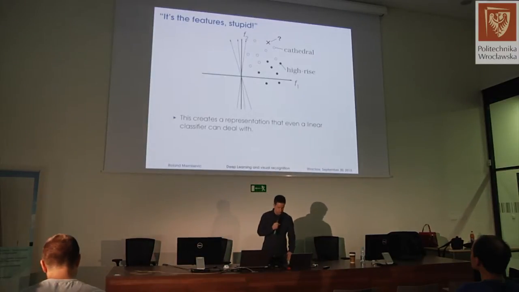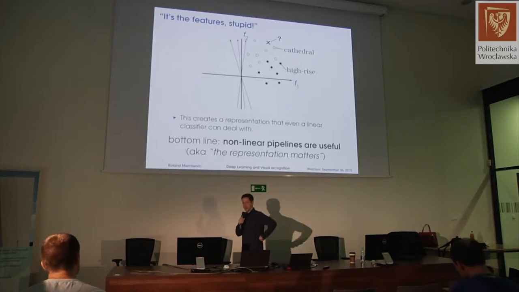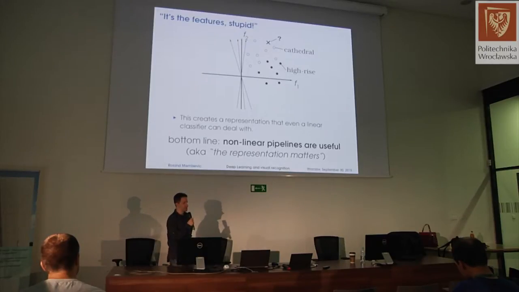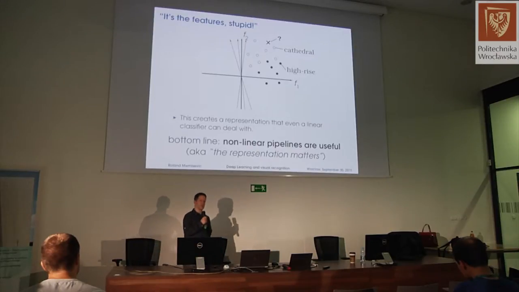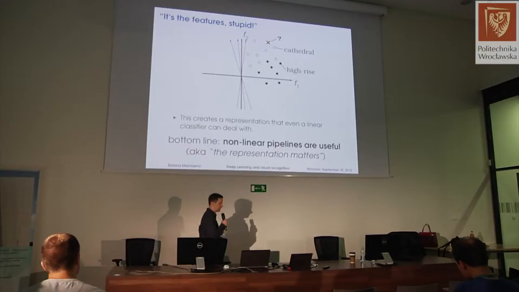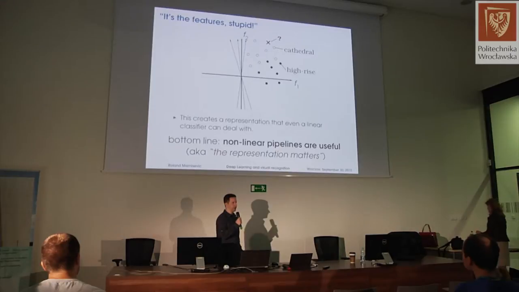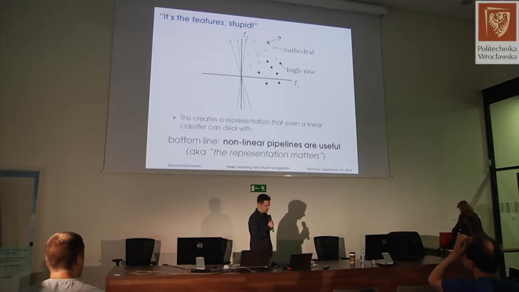That was until 2012, and the only reason I'm bringing this up is in order to reiterate what Wojciech and Russ have been talking about, specifically from the perspective of vision, which is to say that nonlinear processing pipelines are useful. And there's no way you will ever solve a task like recognizing a cathedral by doing something other than a multi-step nonlinear pipeline which extracts nice features from the image.